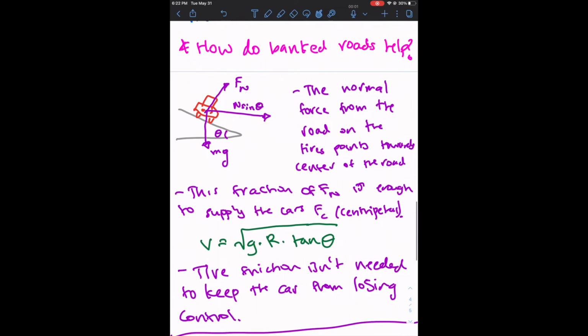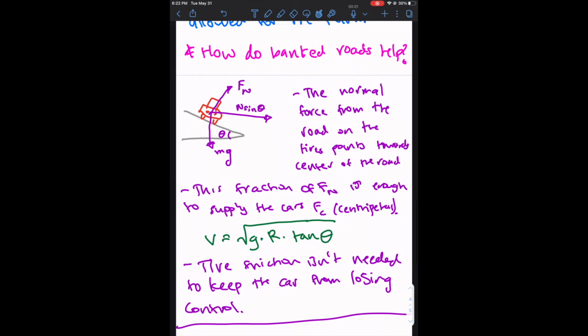How do banked roads help this dependence on friction? So, this is a free body diagram of the same car on a banked road at an angle of theta. In this case, the fraction of the normal force that points towards the center of the road is the N sine theta value. This value is enough to supply the centripetal force for the car. As a result, at the correct banked road, the equation becomes v is equal to the square root of gravity times r times tangent of theta.